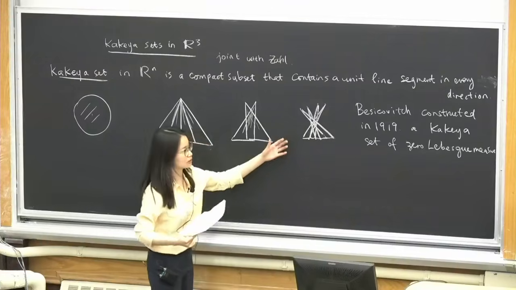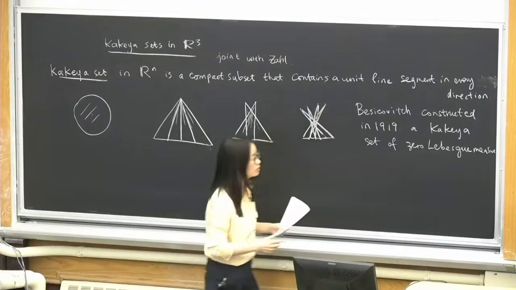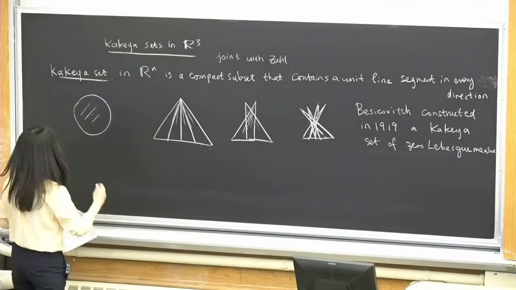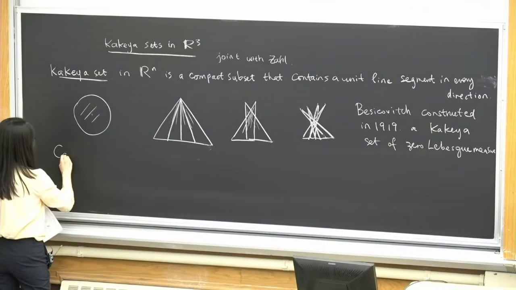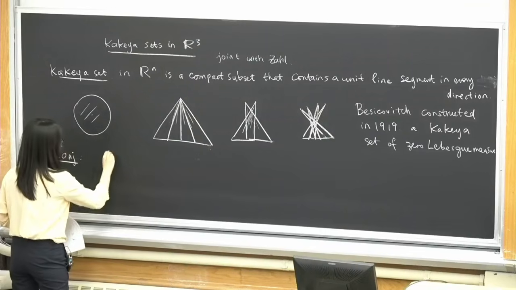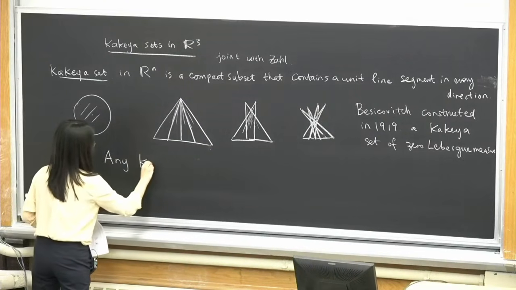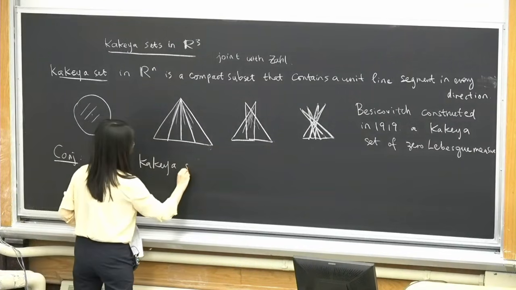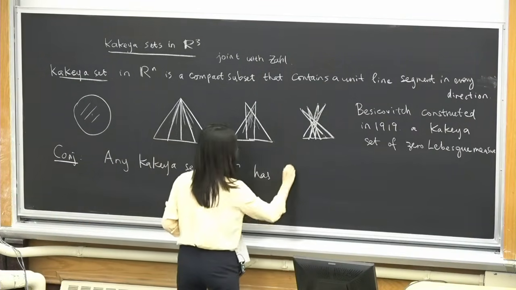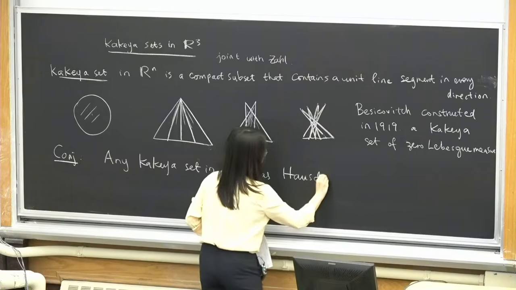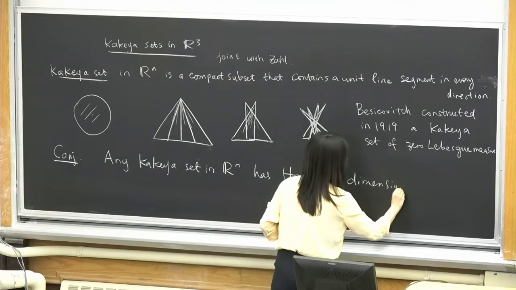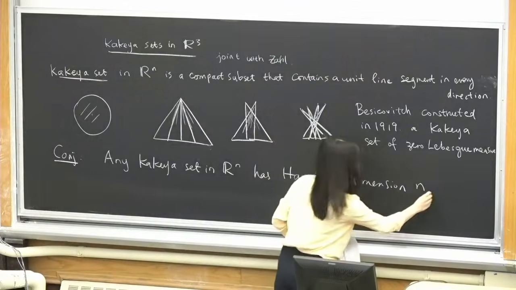So now that we know it can be arbitrarily small, the next question is how small can it be? This is the Kakeya conjecture. The Kakeya set conjecture says that any Kakeya set in Rn has Hausdorff dimension n.